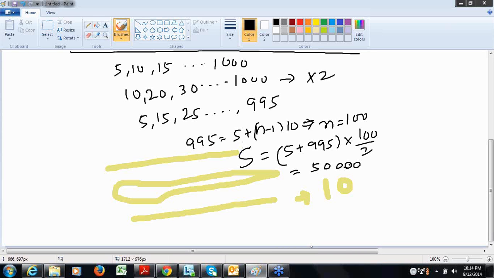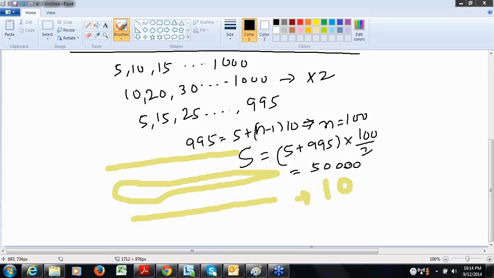So we have to find it the similar way we did in the first question. The value of N, the number of these terms: 995 is the last term and 5 is the first term. So 5 plus N minus 1 into 10. So N we can find out in this way, 100.